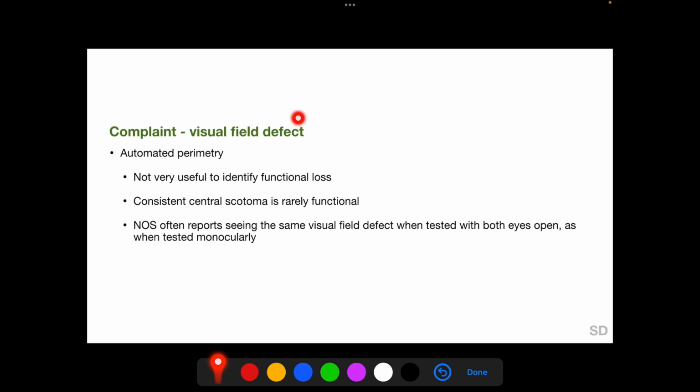For a patient complaining of visual field defect, in contrast to kinetic perimetry, which we will be discussing in a subsequent slide, automated perimetry is not very useful to identify functional loss. However, if we get a consistent central scotoma on repeated testing, then we can fairly confidently rule out a functional visual field defect. And when the visual field is tested first monocularly in either eye and then tested with both eyes open, an NOS often reports seeing the same visual field defect, which should not have been so if the visual field defect was due to an underlying organic lesion.